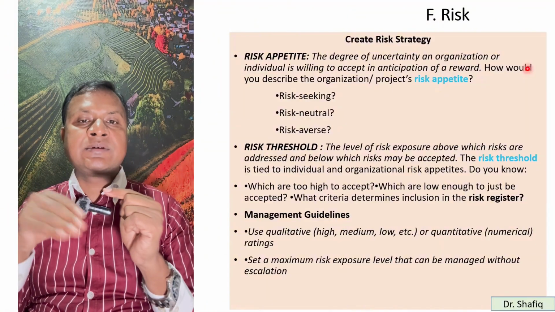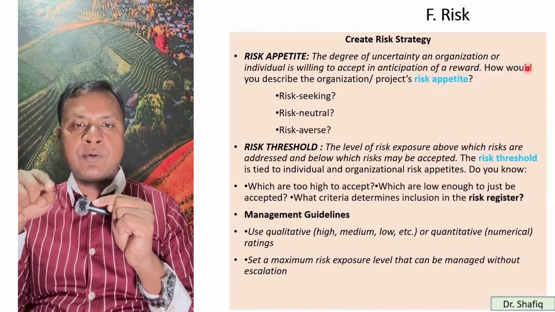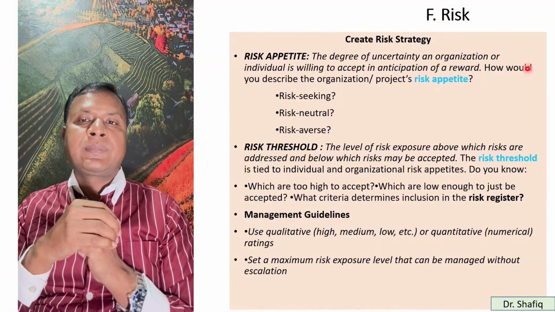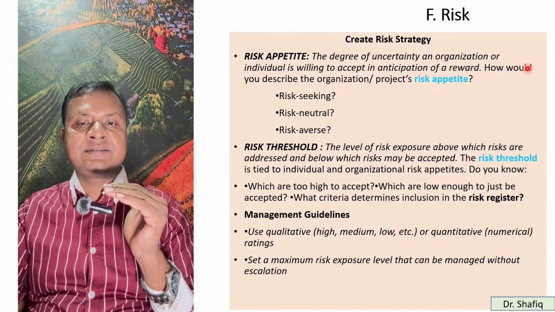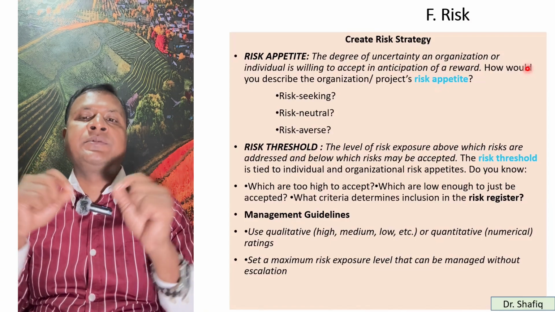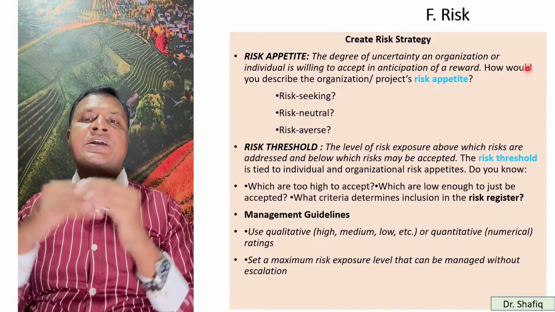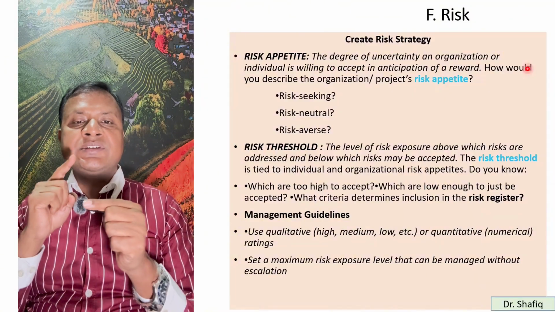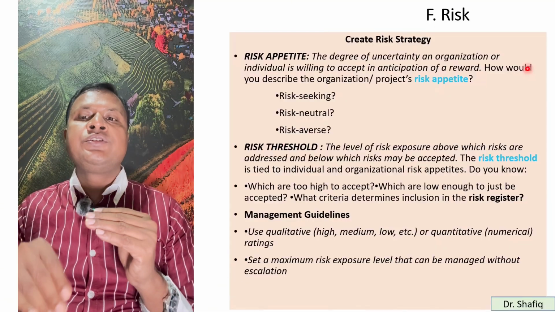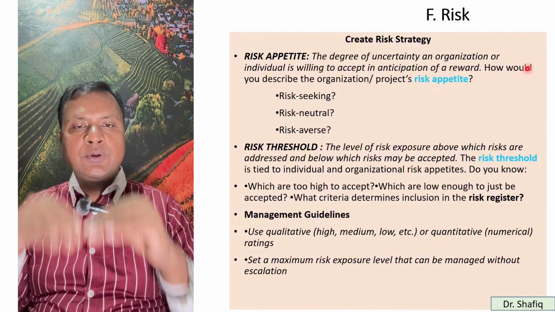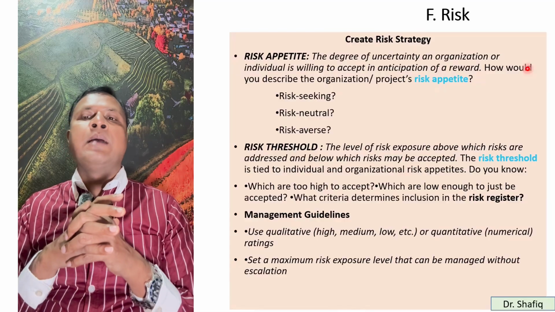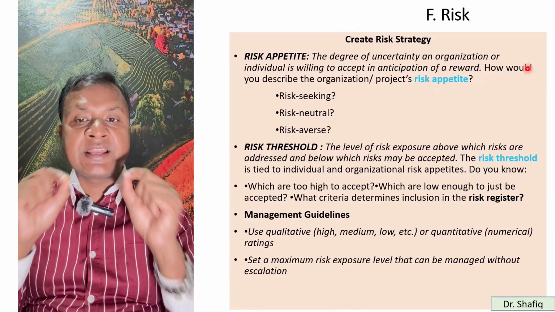The lowest is 900. So within this amount, you have to decide. So the 1100 is the threshold. But risk appetite is this part. That's from 1000 to 1100, you will accept it. Embrace it. That's why it's called risk appetite. So risk threshold is the level of risk exposure above which risks are addressed and below which risk may be accepted. If it is below that, you will accept it. If it's above, then you will avoid it. That's why it's called risk threshold.